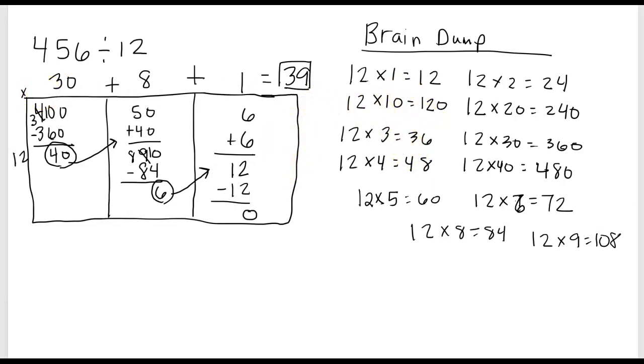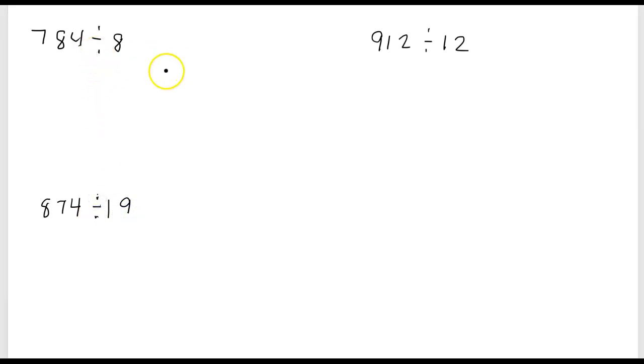I'm going to give you a couple of examples to work. So with that, your first example is 784 divided by 8. Your second example is 912 divided by 12. And then your third example is 874 divided by 19. So you can pause the video here and you can work on these problems using the area model.